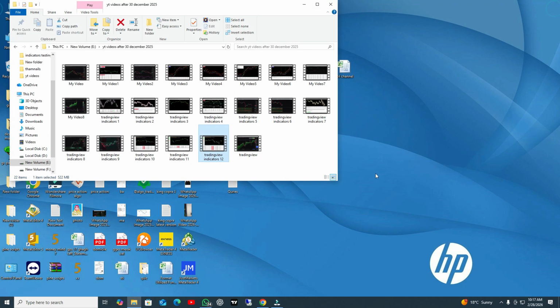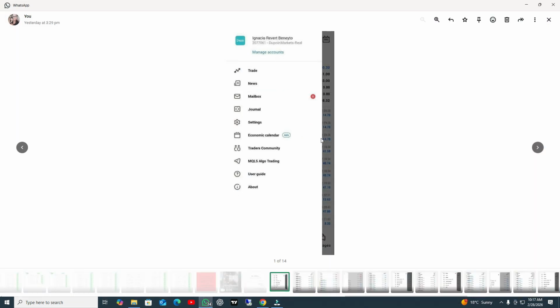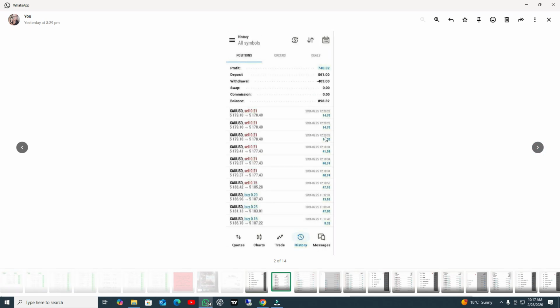And here you can see these were the feedbacks. Let me show you some feedbacks. Okay, these are the feedbacks from people who bought. This is a real account. First check, this is the real account. Check the date, 25 February. Deposit was $561, and withdrawal minus $403, or you can see the profit.